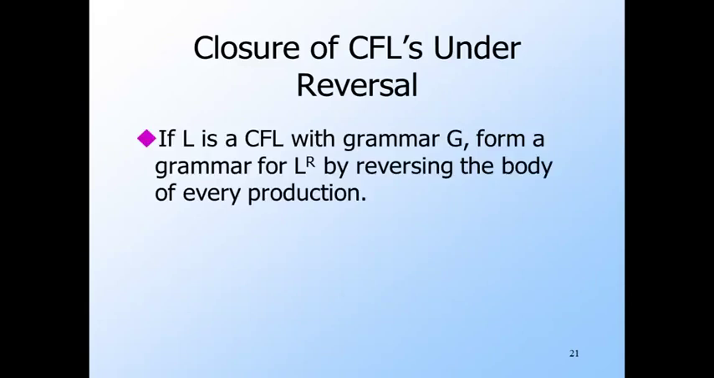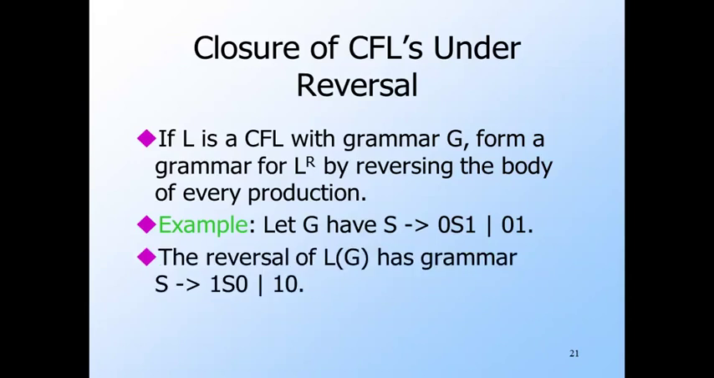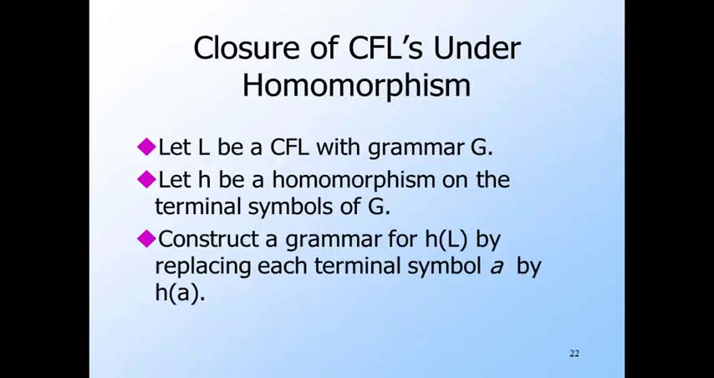Reversal is another operation for which it is easy to show closure using grammars. If we have a grammar G for the language L, we form a grammar for L reversed by reversing the bodies of all the productions of G. For example, here is a grammar for the language 0 to the n, 1 to the n. If we reverse the bodies, we get this grammar. It is easy to see that this grammar generates all strings of one or more ones followed by the same number of zeros. That language is the reverse of the language we started with. We're not going to give a proof that this construction works. It is a simple induction on the lengths of derivations in the two grammars.